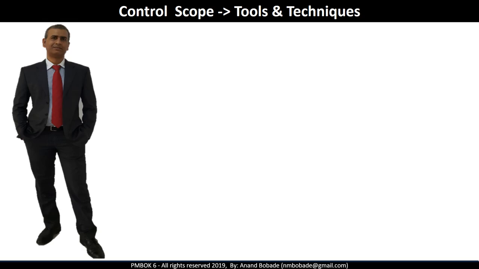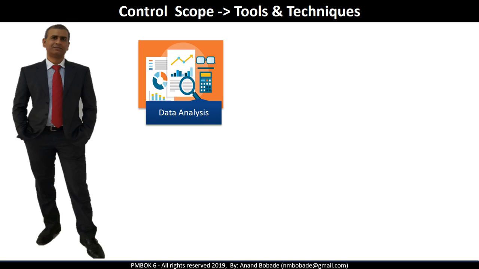Let's talk about tools and techniques. Project manager has to focus on two areas for monitoring and controlling of the project scope. Project manager will monitor what's the approved plan and is the project going according to the plan. And under controlling, project manager will check if there are any delays and if yes, then how we can get the project back on track.